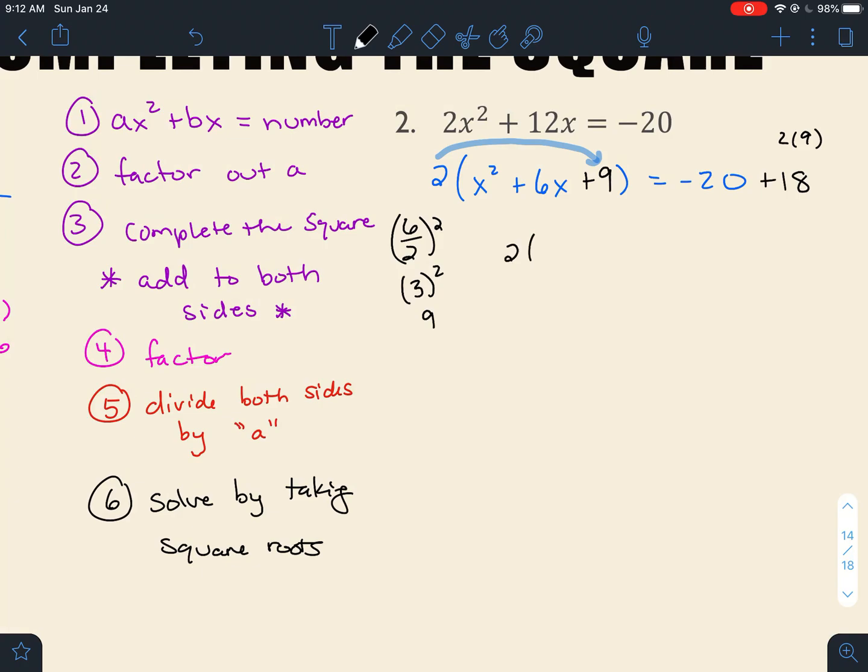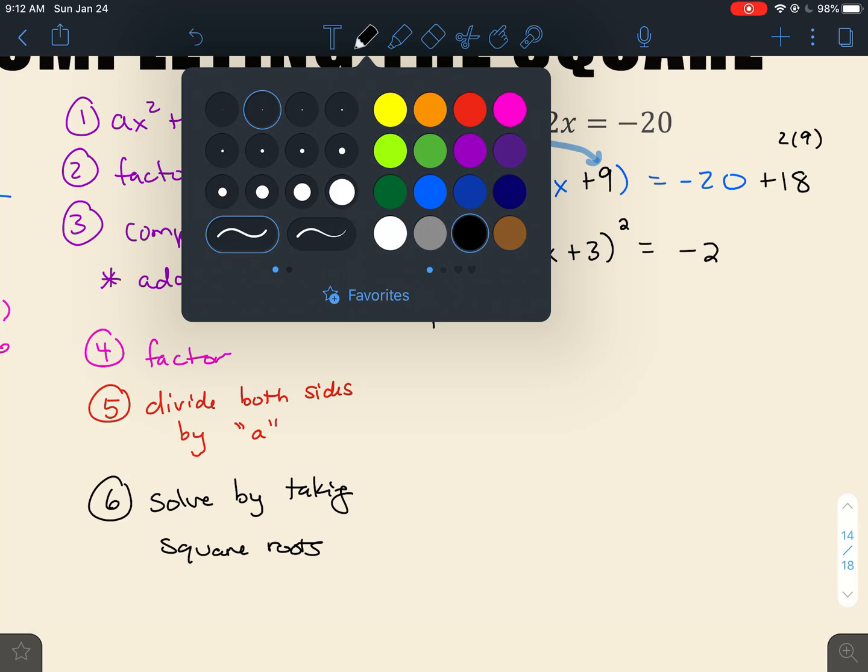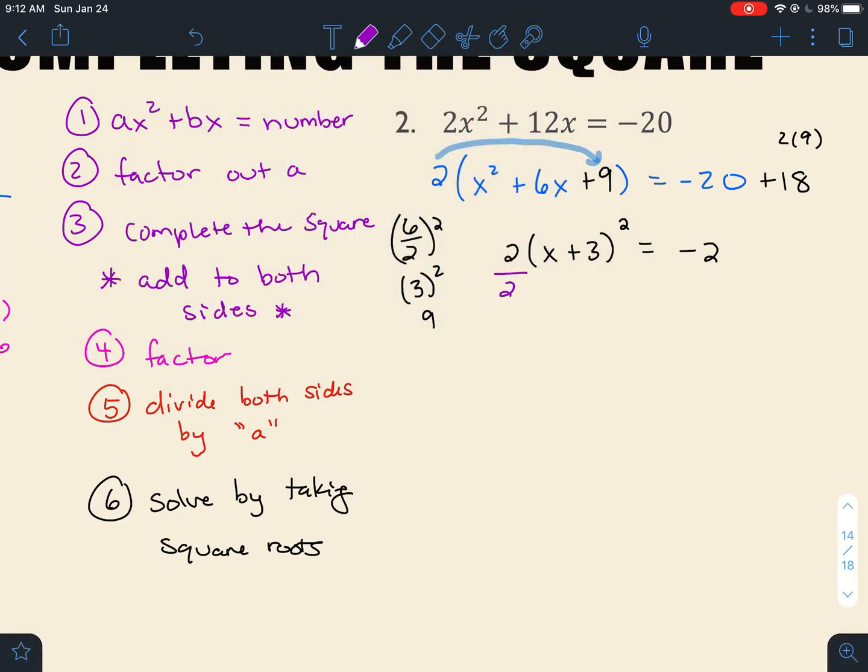And then I factor, so that'll be 2. And then x squared plus 6x plus 9 factors into x plus 3 squared. And that's going to equal negative 20 plus 18, which is negative 2. And then divide both sides by that a term. So I'm going to divide both sides by 2, and I have x plus 3 squared equals negative 1.